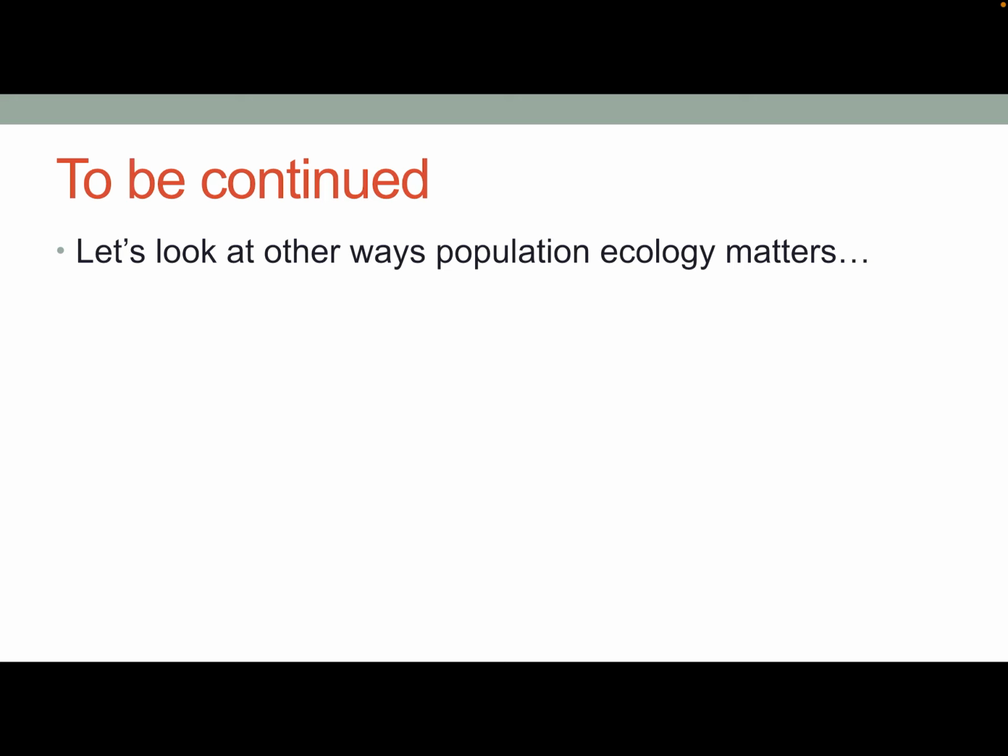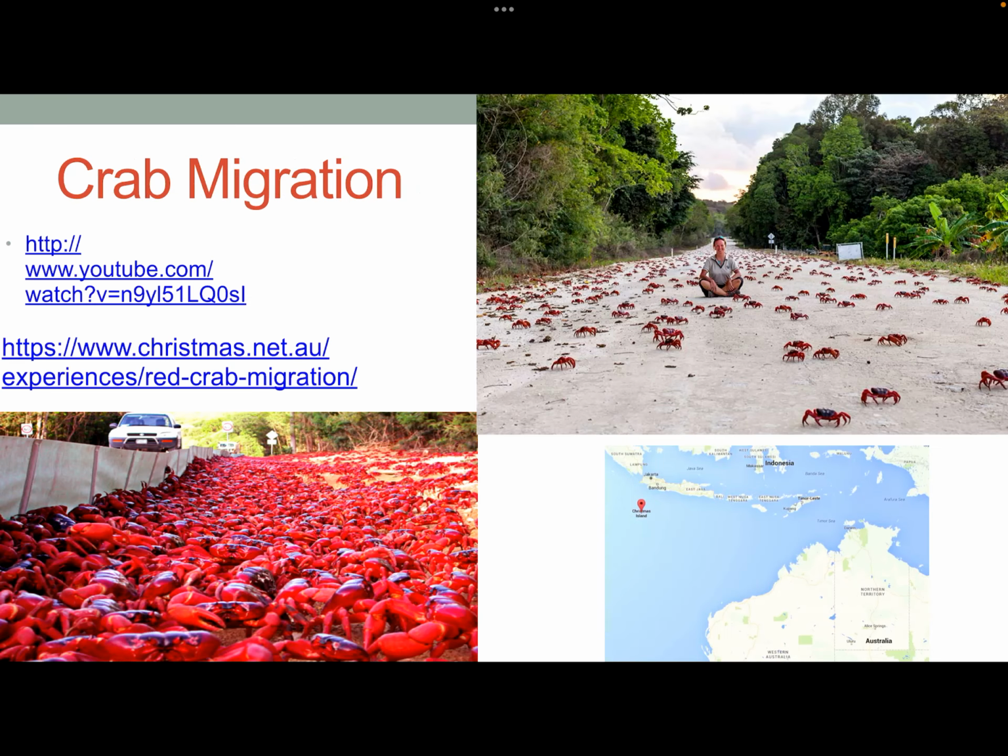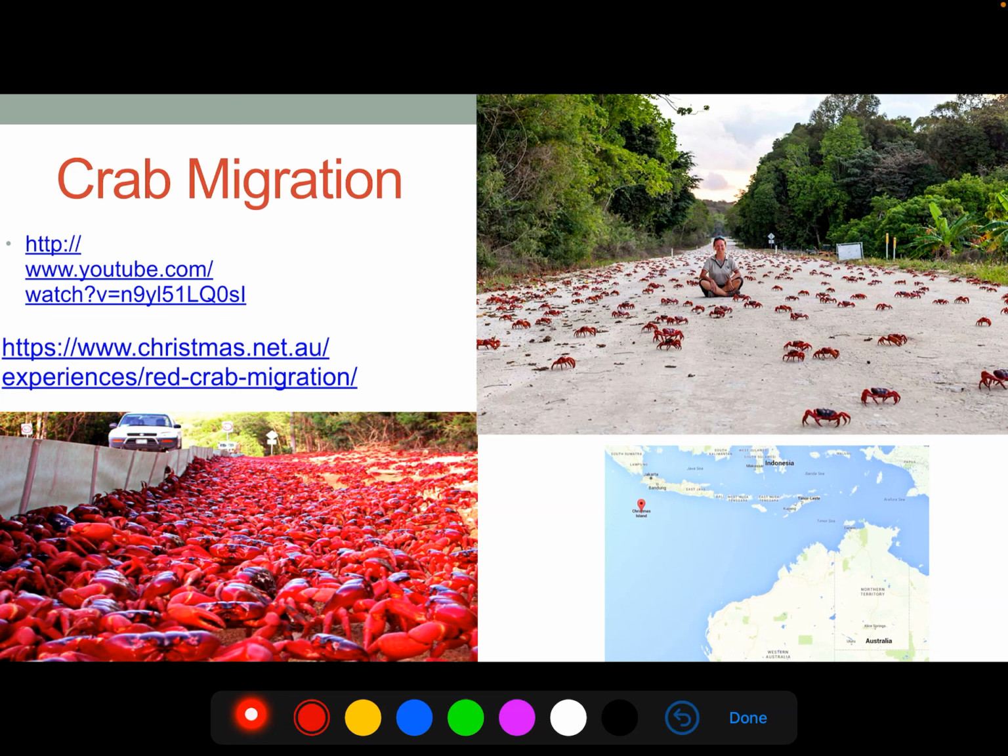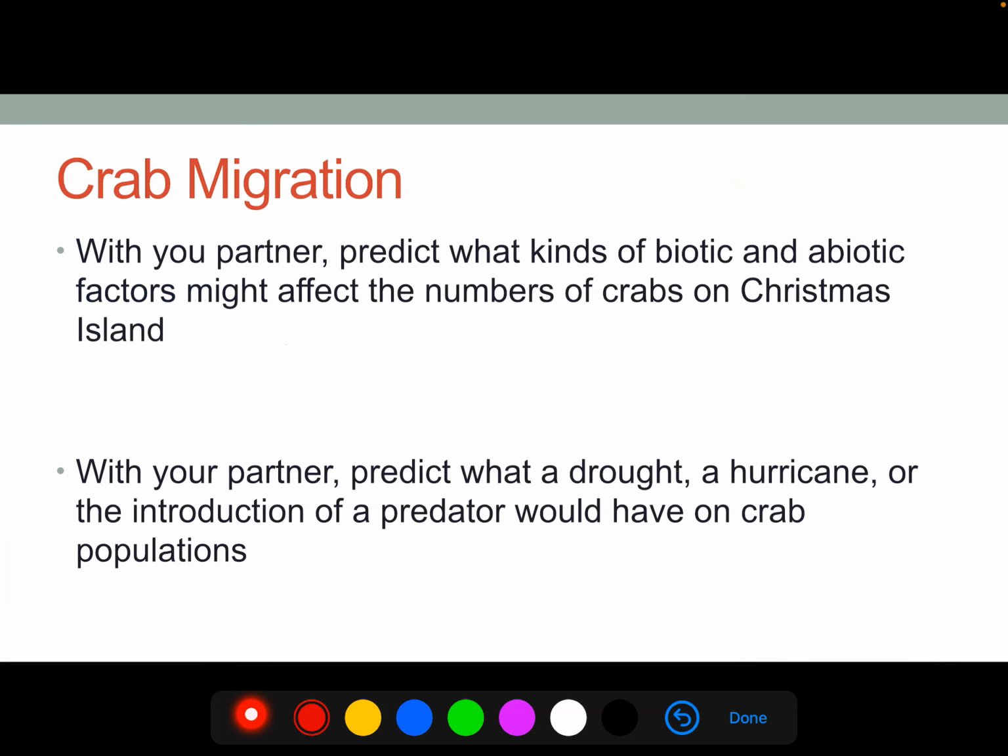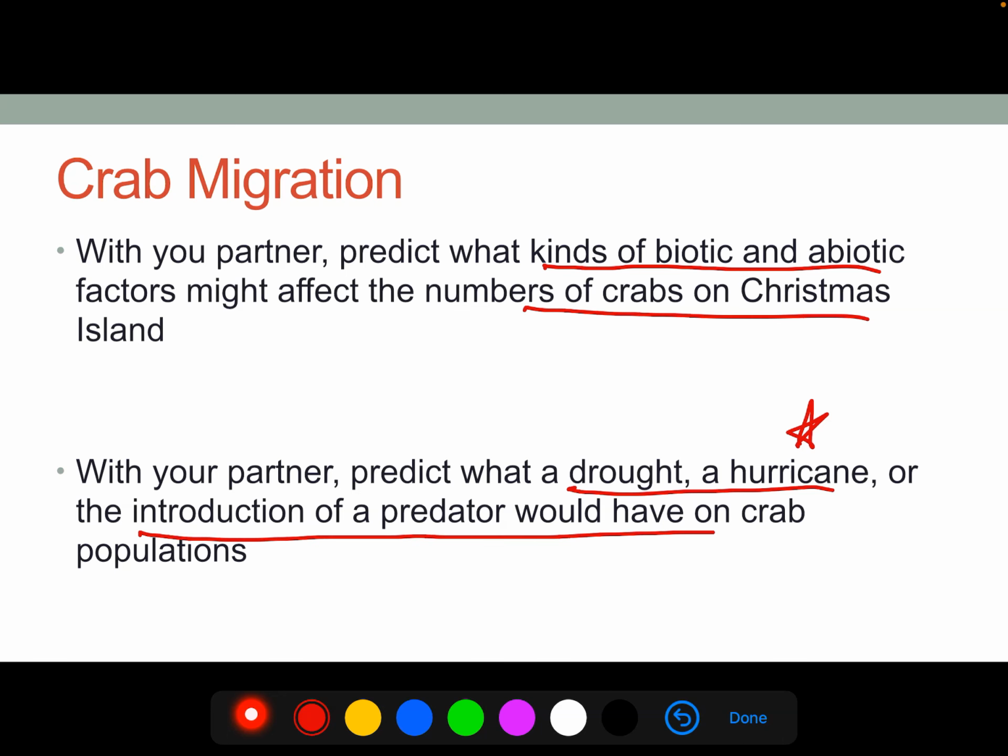All right, let's look at some other ways, more in the natural world, that population ecology matters. Crab migration. I'll show you some of these videos in class, but it's actually happening. I saw a little newsreel about it the other day. Here's Christmas Island, but one of the largest migrations of any animal is this red crab migration. I'll show you some videos. It's pretty impressive, but some things to think about when we watch these videos. I'll ask you these in class, but what kinds of biotic or abiotic factors would affect this huge migration? What would a drought or a hurricane, we know all about those in Florida, right? Or the introduction of a predator have on crab populations?